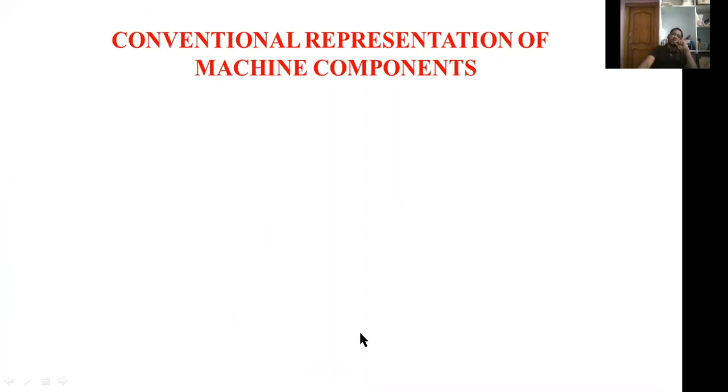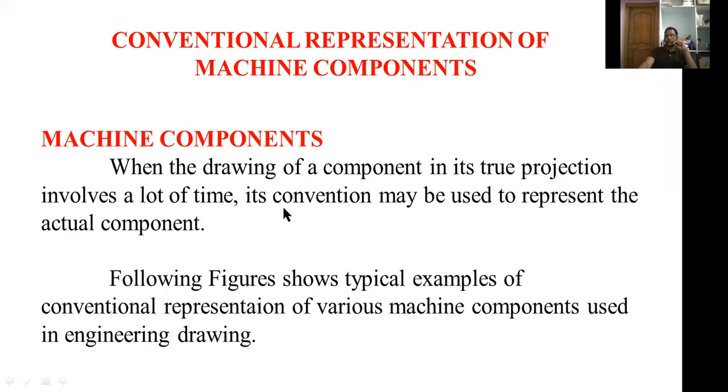Now, how to represent mechanical machine components. Conventional representation of machine components. When the drawing of a component in its true projection involves a lot of time, its convention may be used to represent the actual component. The following figures show typical examples of conventional representation of various machine components used in engineering drawing and machine drawing.